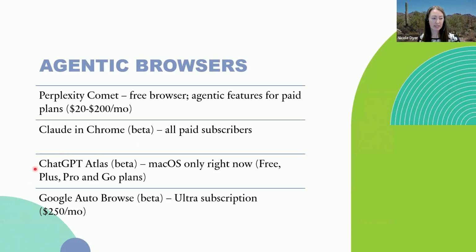So ChatGPT Atlas is in beta, and it's only available to Mac users right now. That's the beta group they chose. Instead of choosing a certain subscriber level, they gave it to everyone who has a free, Plus, Pro, or Go plan, but uses a Mac operating system. So I haven't tried that one yet. Then Google has an agentic browser mode called Auto Browse. And that's also in beta, and it's only for the highest paying subscribers in the Ultra subscription who are paying $250 a month. So because of that, I have only tried Perplexity's Comet and Claude in Chrome, and I like both of them a lot.